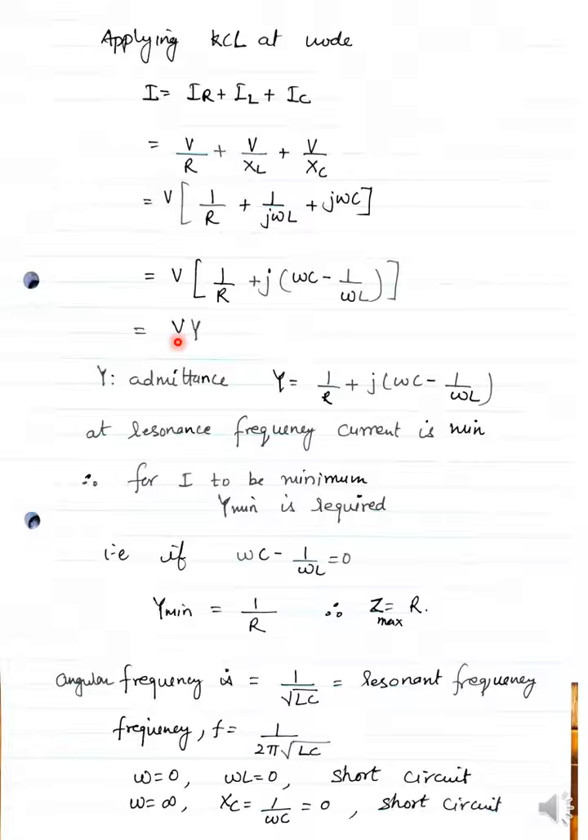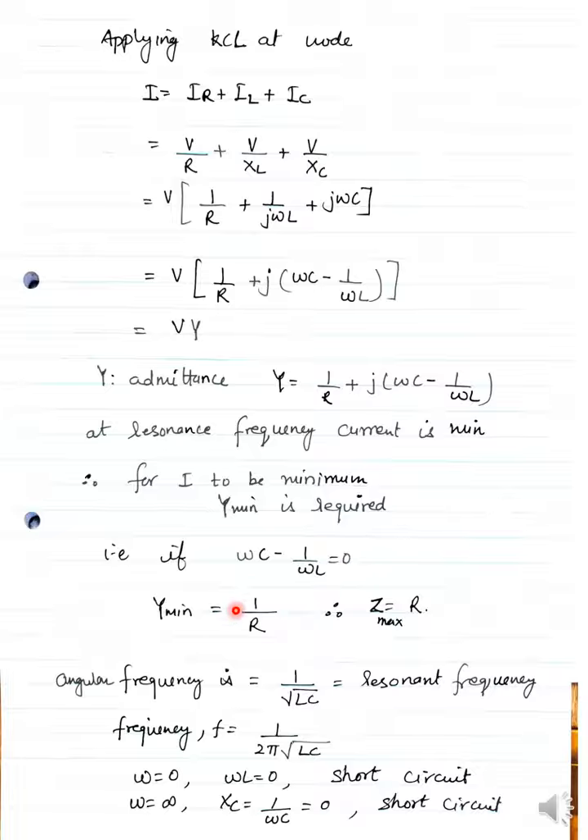So we can say I is equals to V into Y, and Y we are calling as admittance. What is admittance? Admittance is exactly reciprocal of your impedance in the circuit. So Y is equals to 1 divided by R plus J bracket omega C minus 1 divided by omega L. At resonance frequency, current is minimum. For I to be minimum, Y minimum is required. So that is if omega C minus 1 upon omega L equals to 0. So Y minimum will be equals to 1 by R.